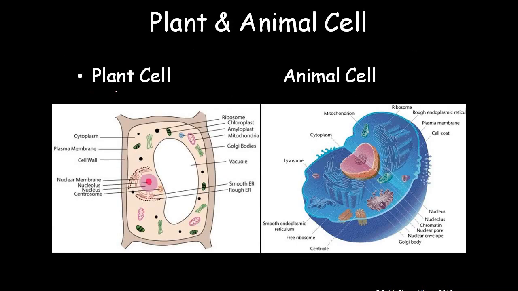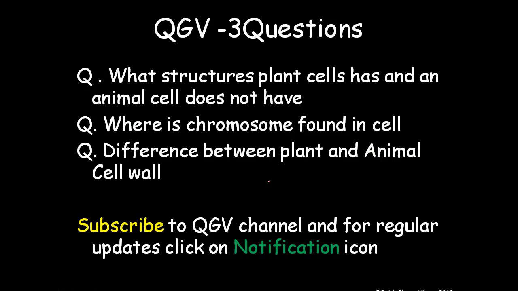We have gone through the various organelles in the plant and animal cell. Just to brief up, these are the structures in the plant and animal cell: plasma membrane, cell wall, nuclear membrane, nucleus, centrosome, smooth and rough endoplasmic reticulum, vacuole. So this vacuole is bigger in the plant cell, Golgi bodies, mitochondria, amyloplast, chloroplast. The same thing is in animal cell also. So these are the two structures we have just now studied.